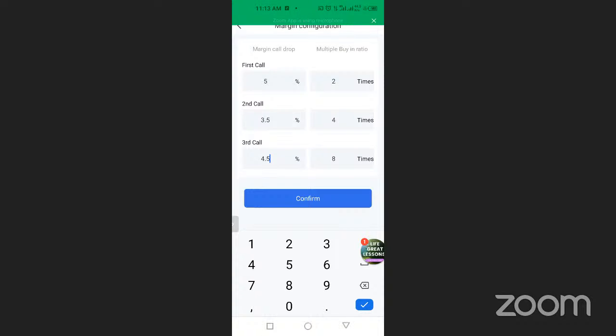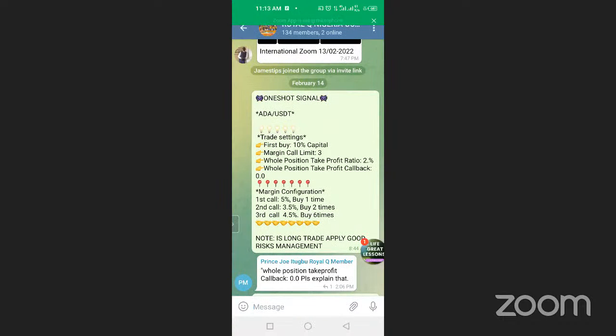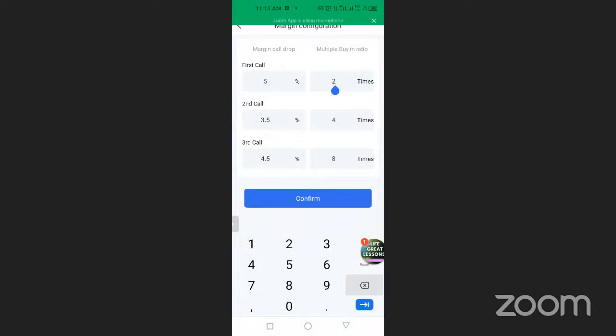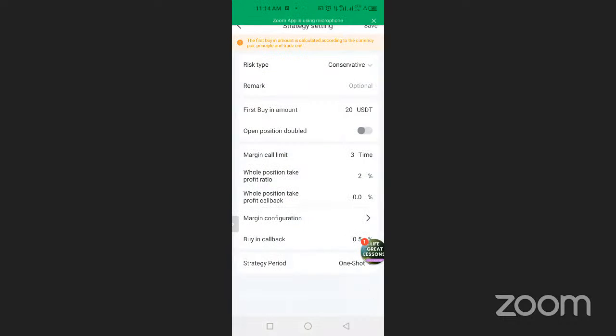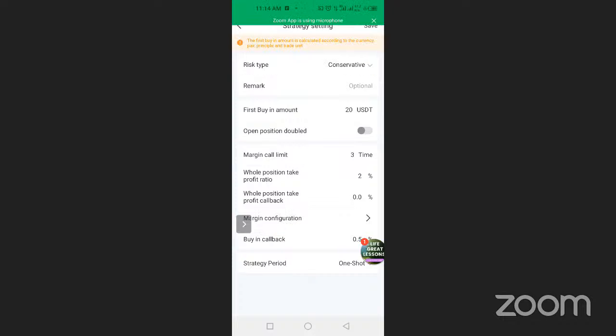And then after that, you now check in the first margin call. What did they say? They say buy one time. So you just type there 1. That is what it means. Then the second margin call, they say 2. And then the last margin call, they say 6. You are done. You click confirm. And then the next thing you need to do is to click here. Always save it so that next time you can decide any of the strategy. I have plenty strategy here that I saved. So I will just save this one now and keep.